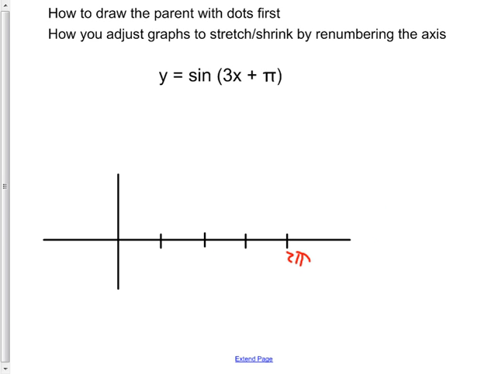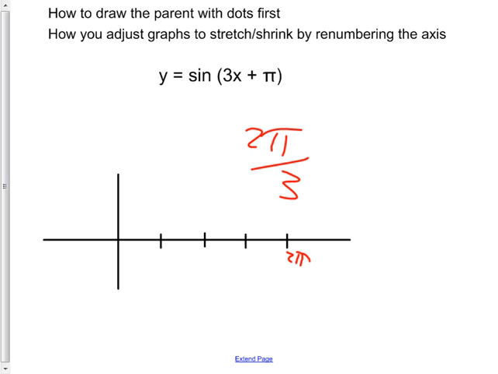Say they gave you that. They could give you that and ask you, what's the period of this function? It would have started out as 2 pi because it's sine, but then it's going to change to 2 pi over 3. All right. Focus on this, please.